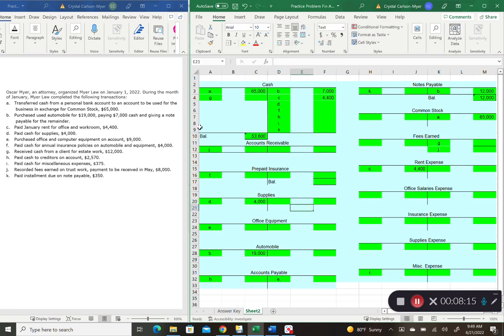And then they paid cash for supplies. So go ahead and decrease your cash account by the $4,000. All right, so if you went back through your rules, we noticed that we hit all those markers.